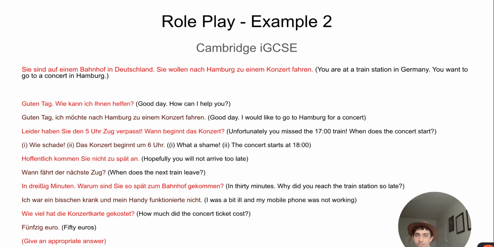Meaning you're at a train station in Germany and you want to go to Hamburg for a concert. And in red again here, we've got all of the questions that the examiner would ask the student.